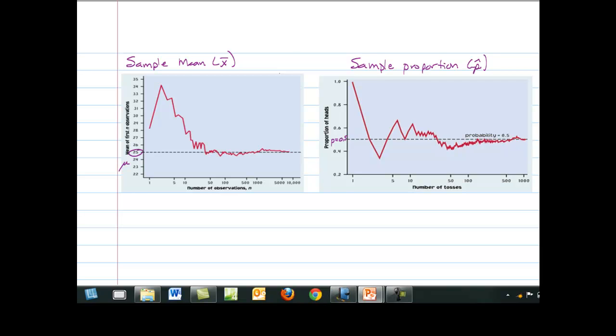Now the law of large numbers helps us make a lot of different implications, from sampling distributions to the central limit theorem. So the next thing we're going to look at are sampling distributions.